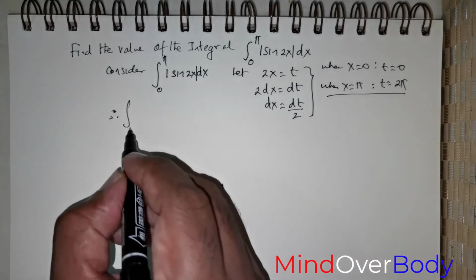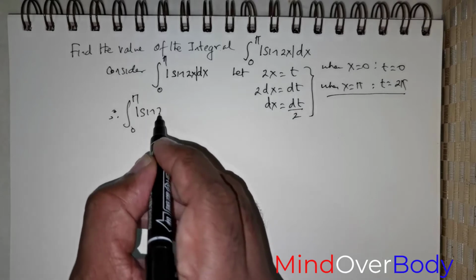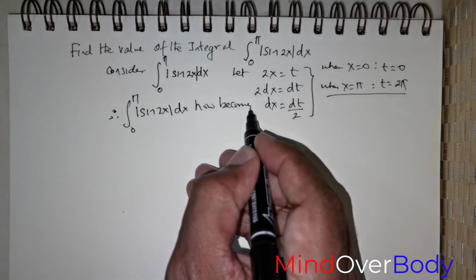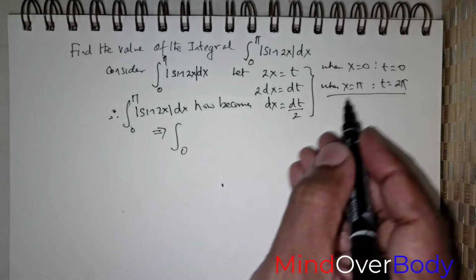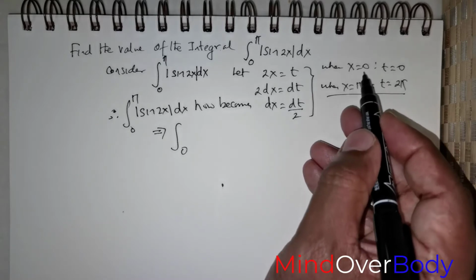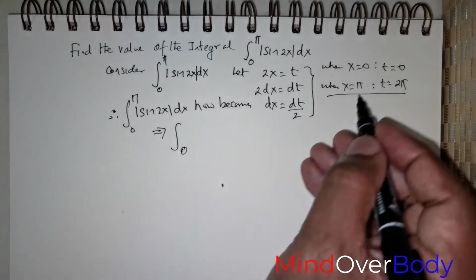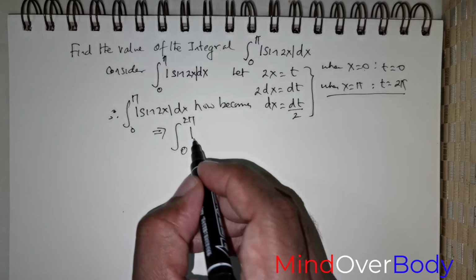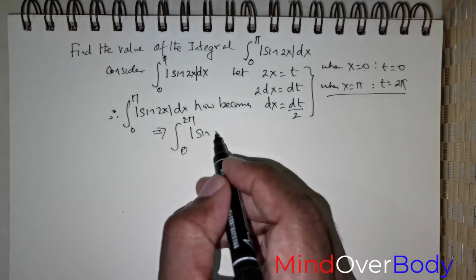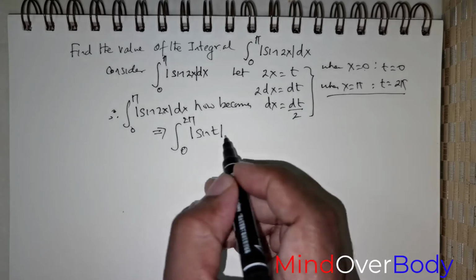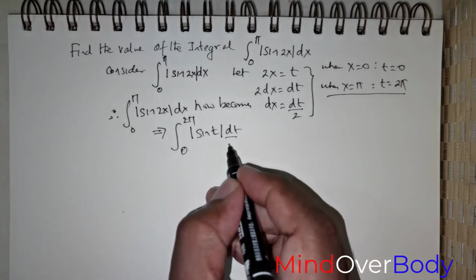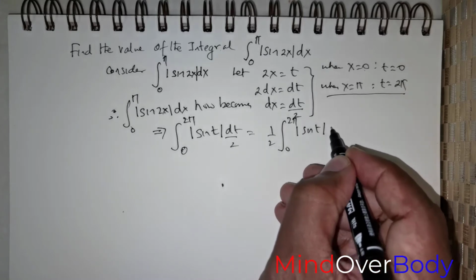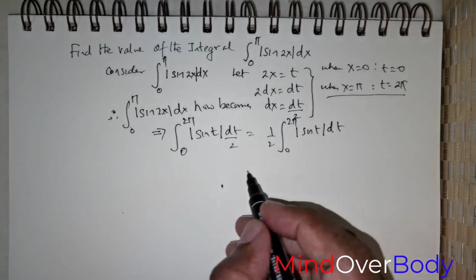So therefore, the given integral 0 to pi of modulus of sin 2x times dx now becomes integral 0 to 2 pi. When x is equal to 0, t is equal to 0, that's fine. When x is equal to pi, t is equal to 2 pi, that's good. So this is going to be modulus of sin t, with 2x taken as t within the modulus, and dx is dt over 2. I'm going to rewrite this as 1 over 2 integral 0 to 2 pi modulus of sin t times dt.